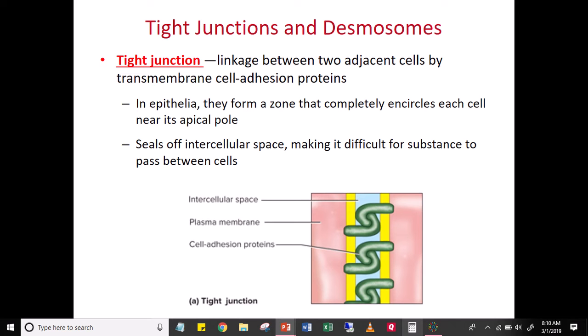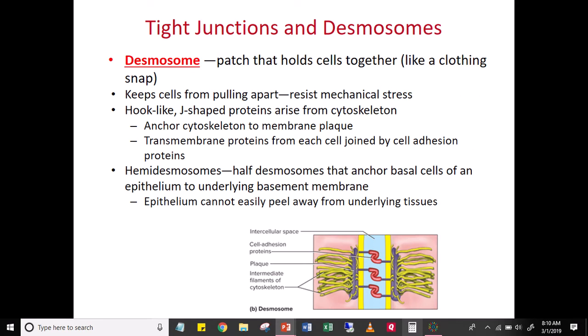When you think tight junctions, I want you to write this down in the margin notes right now on your PowerPoint slides. Tight junctions equal waterproof membranes because they don't let substances, liquids, go in between the cells.